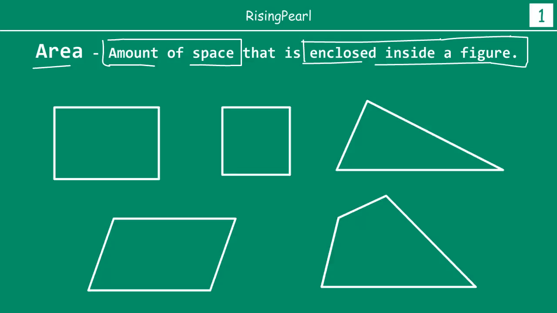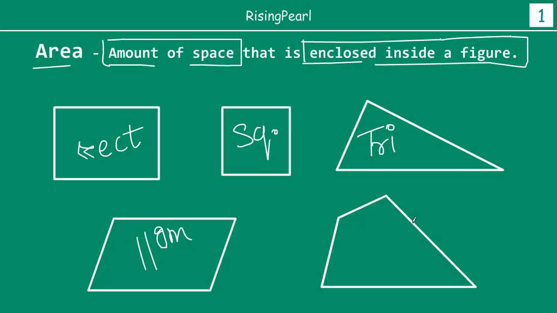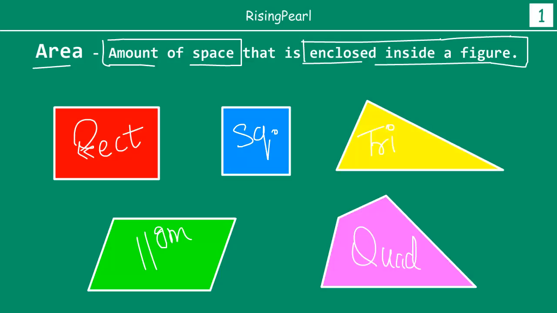Now in that context, here I have drawn a rectangle. So this is a rectangle, this is a square, here there is a triangle, as you can see, this is a parallelogram, and this is a quadrilateral. So I have drawn four different shapes over here. So if I say area of a rectangle or a square or a triangle, parallelogram or a quadrilateral, what is that I mean by it? This is what I mean by it.